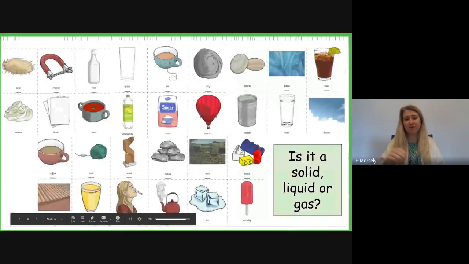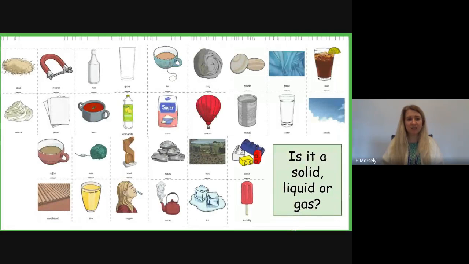If I move on to the next slide, you'll be able to see I've got some different items like sand, magnets, soup, clay, ice cubes, oxygen, cardboard, clouds. What I'd like you to do is have a look through the pictures and decide into which category you would place each item. So is it a solid, a liquid, or a gas? Pause the video while you're doing this, and then we'll go through some ideas afterwards. Now remember, some of them are going to be trickier to classify than others.